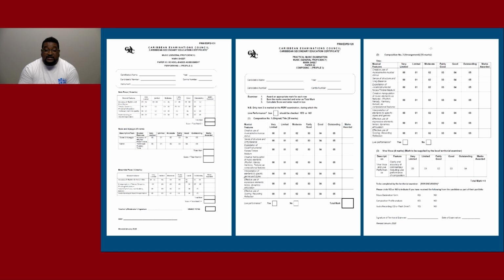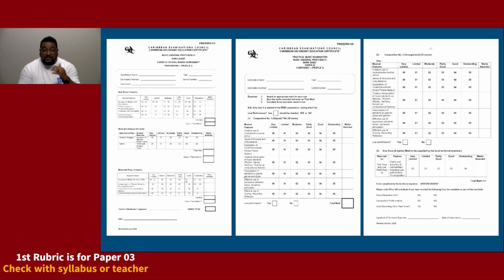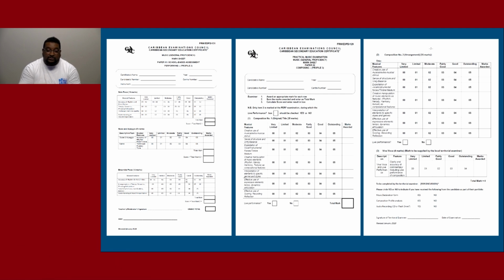Now, you should be familiar with these forms. Pardon, the first one is not for paper 2. The first one is actually for paper 3. But the categories, except for the third one, which is showing an ensemble rubric, won't apply. But you will have it for paper 3.